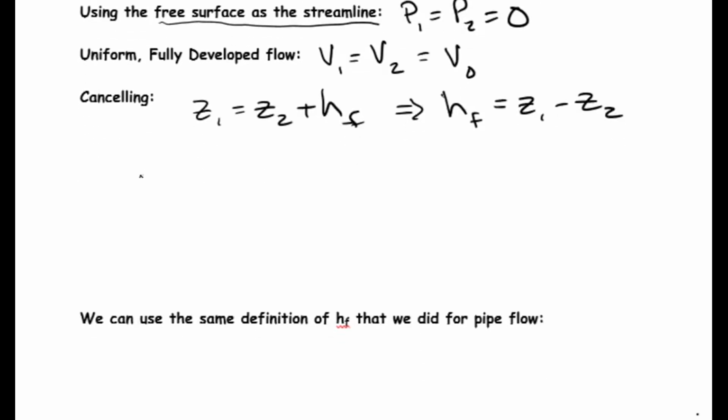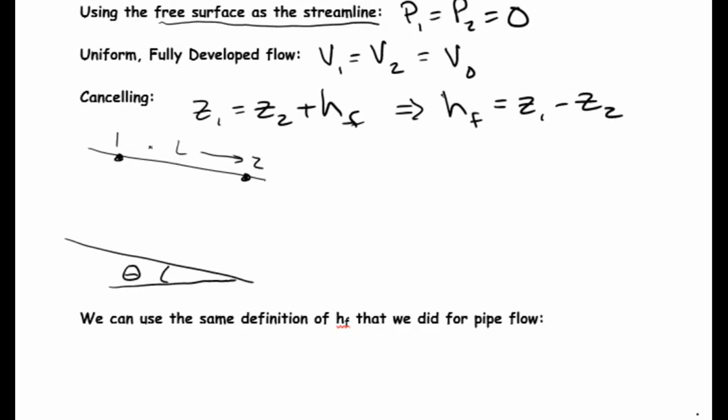Alright, so if we draw a picture of that, again, these things are typically gravity fed. So we're going to have a theta. Here's our 1 at the top. Here's our 2. And between there, we're going to say we have the distance L. This distance is the vertical distance. That's our Z1 minus Z2, right? So this is also theta. So we can say our hf is actually L times sine theta.